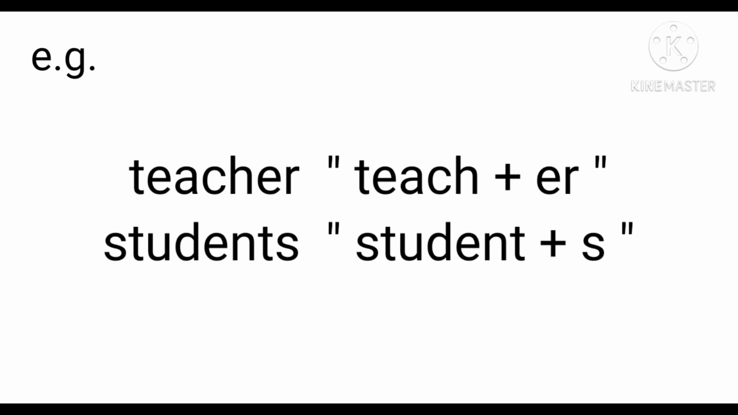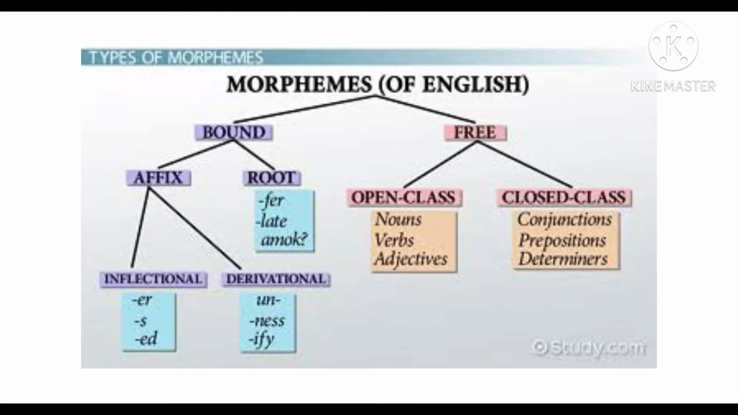Just like syllables, words have different parts too. For example, the word teacher has 2 parts, teach and er. The word students also has 2 parts, student and s. These parts are called morphemes. There are 2 kinds of morphemes. A free morpheme is a morpheme that can stand alone. A bound morpheme is a morpheme that must be attached to another morpheme.